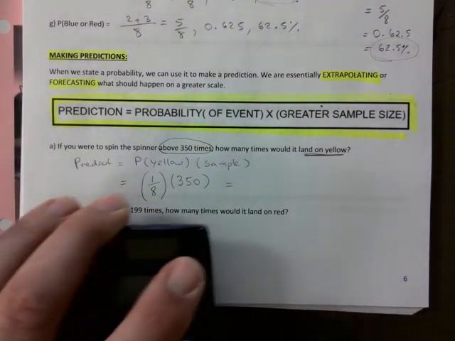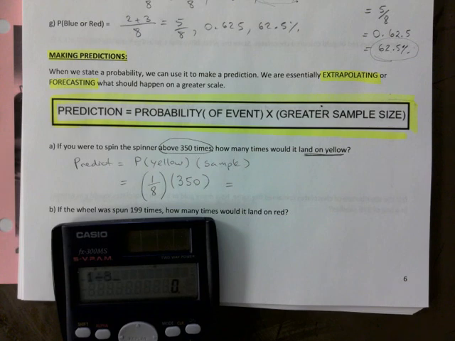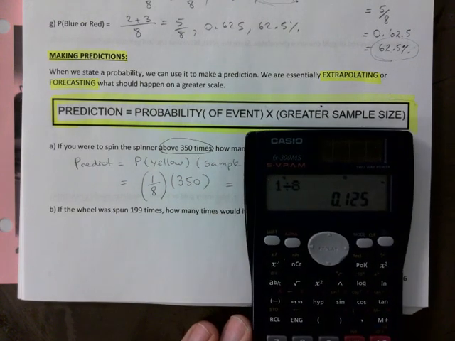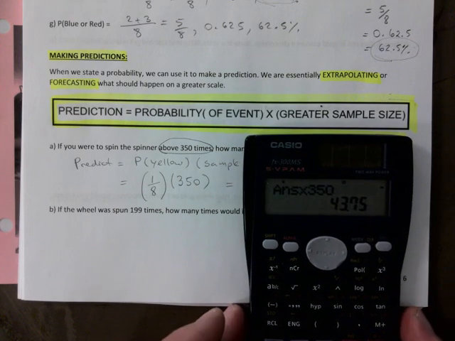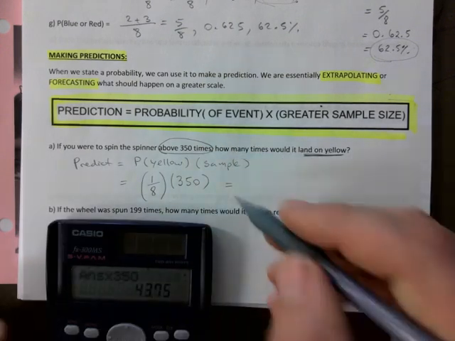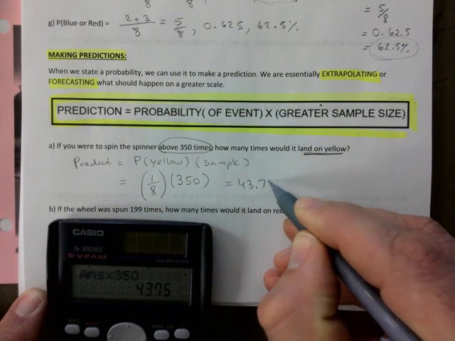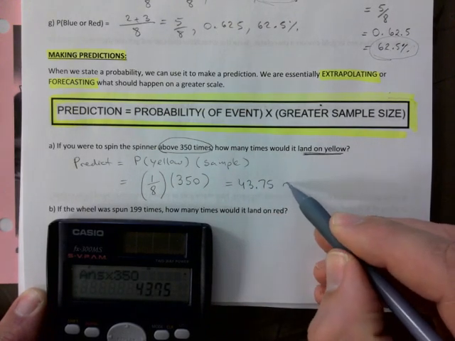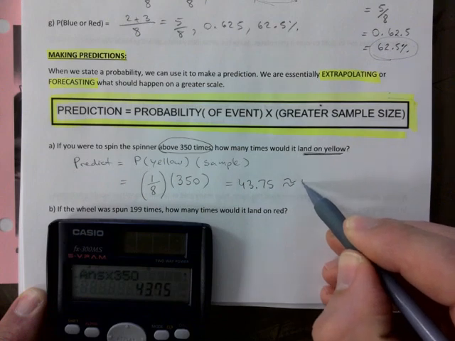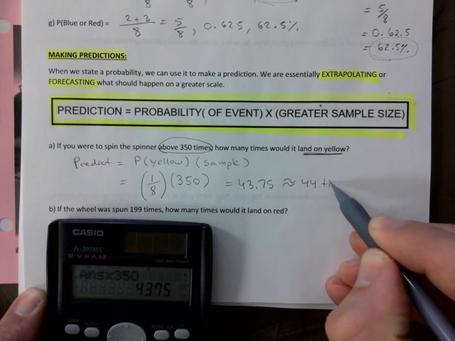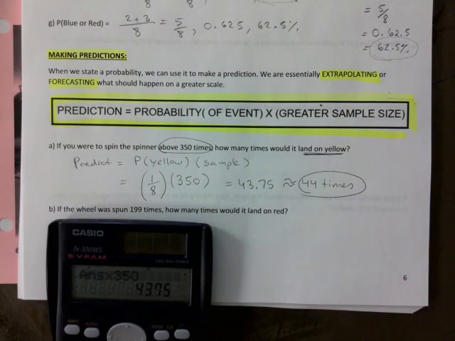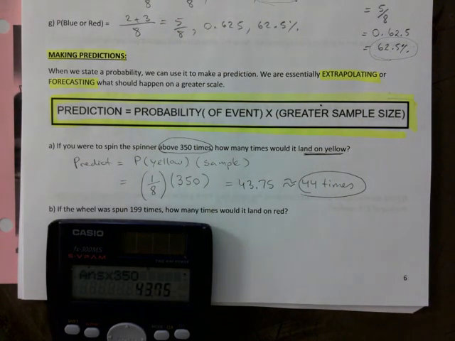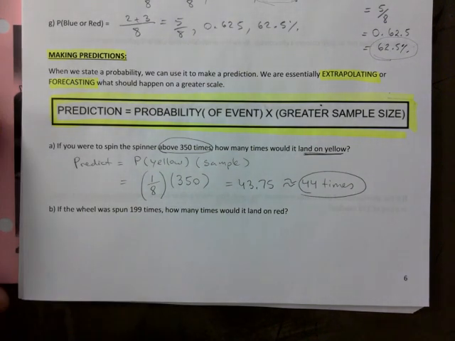So you grab your calculator, maybe do it, right? 1 divided by 8 times 350, 43.75 times. We can't have that, right? So you would say this, approximately 44 times. Or 43, it's up to you. Some might argue, let's not say 44 because it's not quite 44, so let's round down. As long as it's a whole number, you're good.